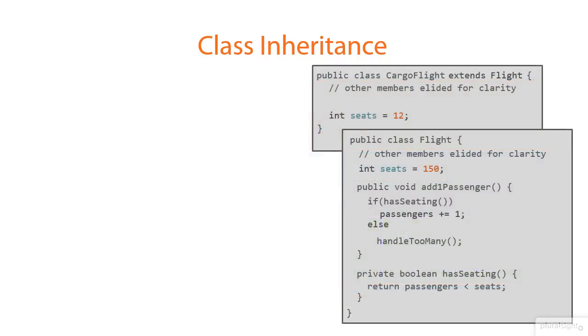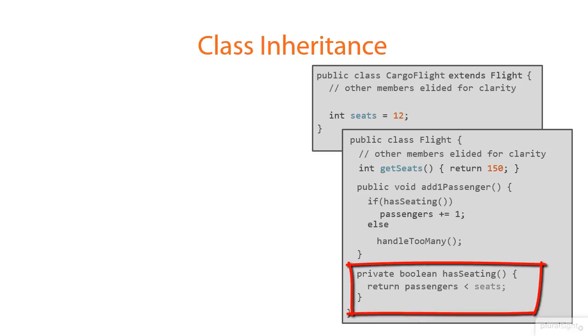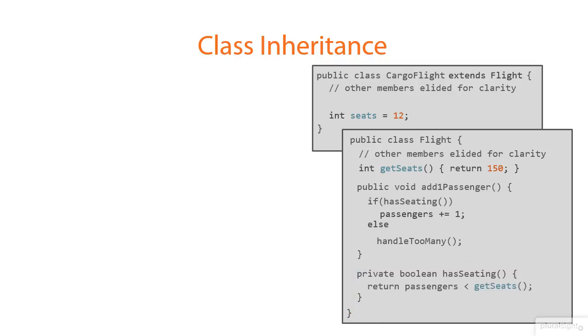So we have our class here, cargo flight, deriving from flight, the same exact code we saw before. But where we set seats equal to 150 as a field, we're going to get rid of that field and change it to a method called getSeats that returns a value of 150. That means our hasSeating method has to be changed to get rid of seats and instead call getSeats. Then our derived class, cargo flight, will get rid of its field seats and add a method called getSeats that returns 12.